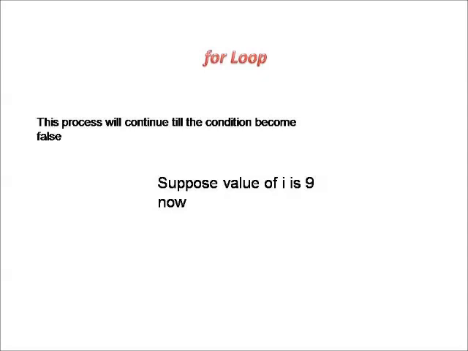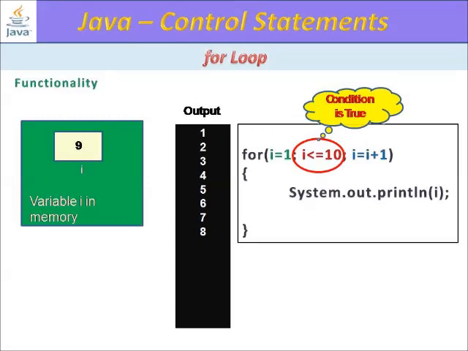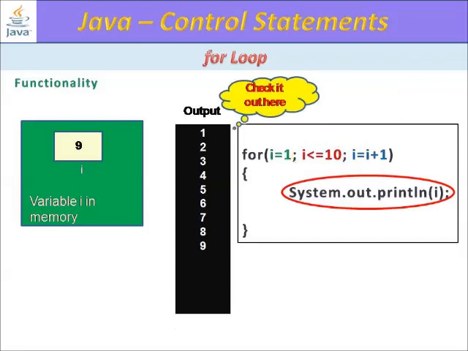And just imagine the value of I is equal to 9. So suppose the value of I is equal to 9. Let's see what happens. Okay, the value of I in the memory is 9. We are checking the condition first. 9 less than or equal to 10. Yes, that condition is true. So once the condition is true, what happens? It will print the value. As you can see, it is going to print the value of I. That is 9 is printed there, right?